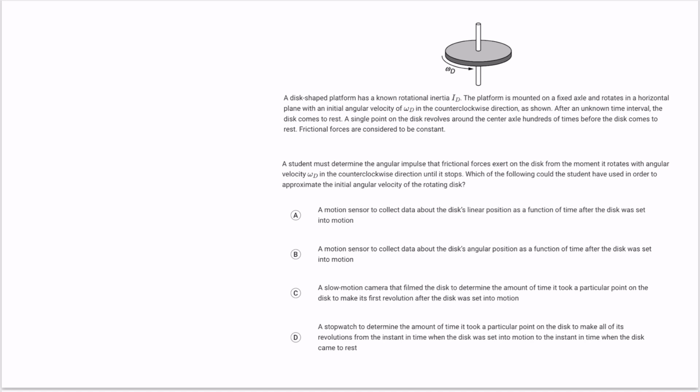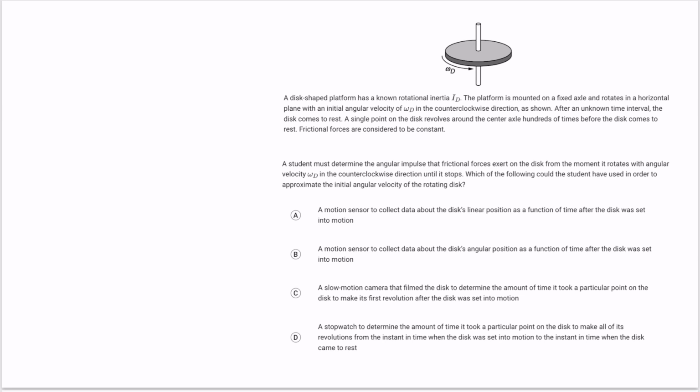For B, it says a motion sensor to collect data about the disk's angular position as a function of time after the disk was set into motion. And you might think, okay, well, now this one will help us, but a motion sensor alone is really only capable of registering linear changes in an object's position. It doesn't really give you data on angular position as it changes, because from its perspective, you're kind of just moving back and forth. It doesn't tell you really anything about the angular position of a circle, because that back and forth motion could be different amounts of radians depending on radius and everything like that. A motion sensor is really not adequate for measuring angular position.